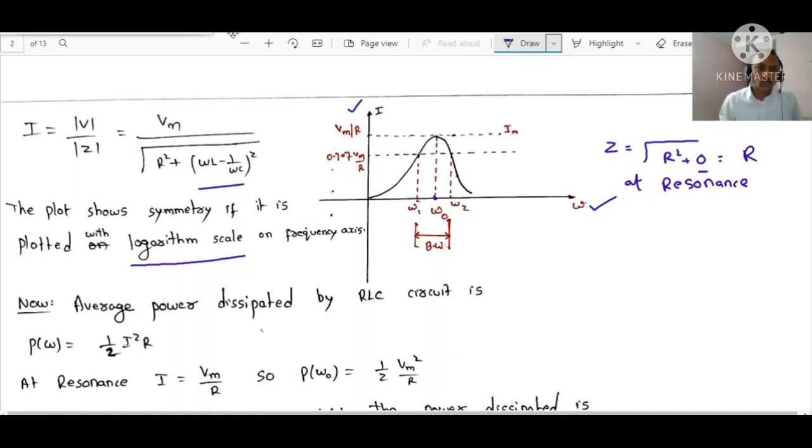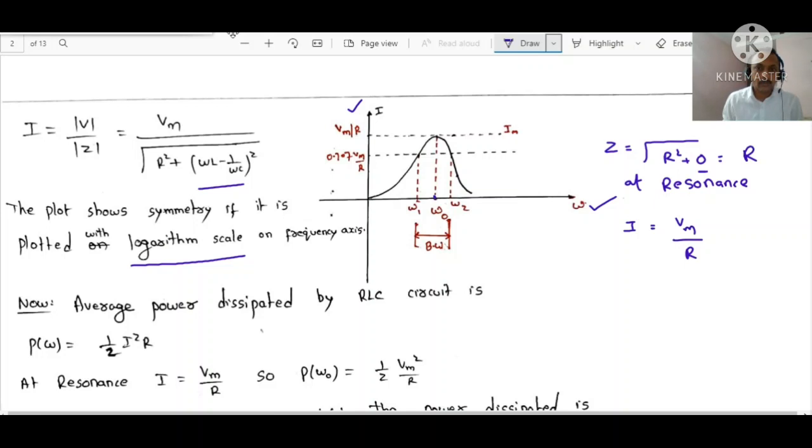Now let me observe the average power. At that point, the value of current is I equal to Vm by R. Very, very important. At resonance condition, current I equals Vm by R.